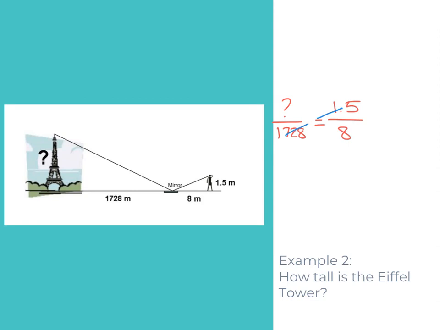Again, we can cross multiply and divide. So 1728 times 1.5 divided by 8. Eiffel Tower is about 324 meters.